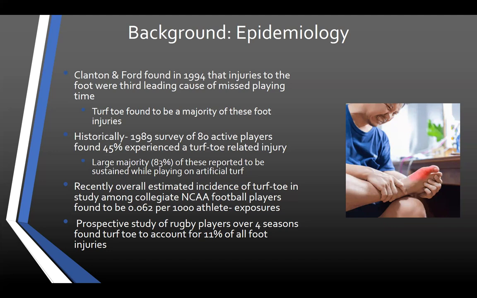More recently, however, this incidence has dropped. There was a recent study in 2014 looking specifically at NCAA football players, and the incidence was found to be 0.062 per 1,000 athlete exposures, or approximately 1 per a little over 16,000. An athlete exposure is defined as any one athlete participating in a practice or game in which there is a possibility of sustaining an injury.